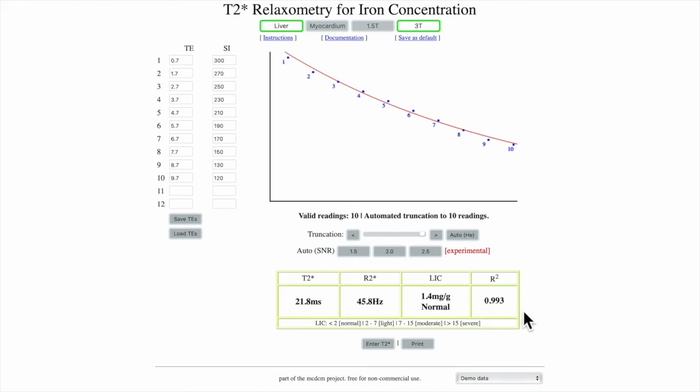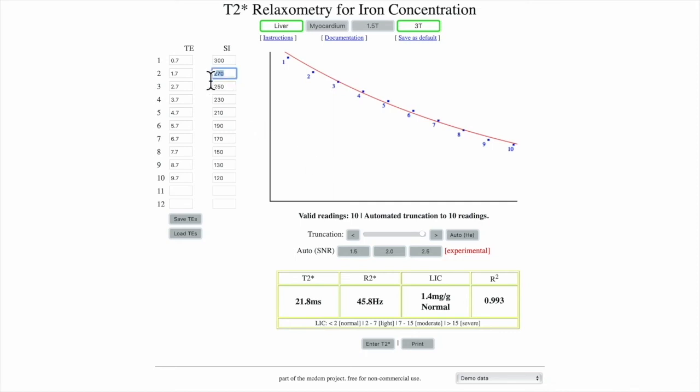So the R2 value is very important in this particular assessment. The R2 value should be more than 0.98. The maximum R2 value is 1 when your graph goes in a straight line. So according to this investigation, our T2 star value is 21.8 and the liver iron concentration is 1.4. So according to this table, there is no iron overload in the liver tissue.